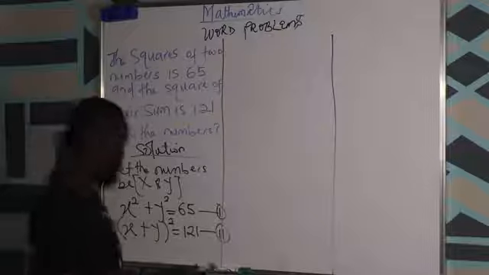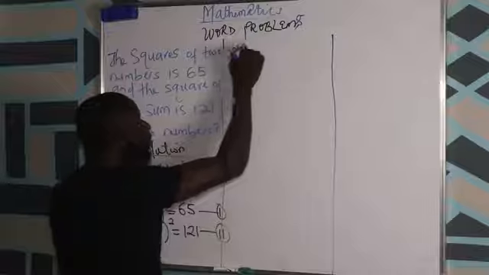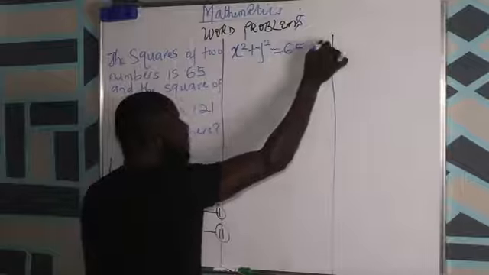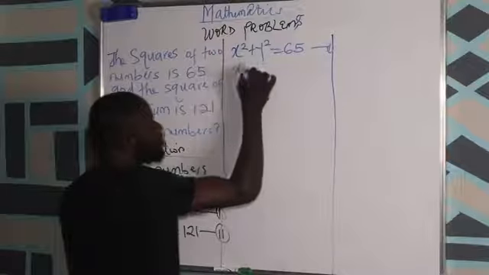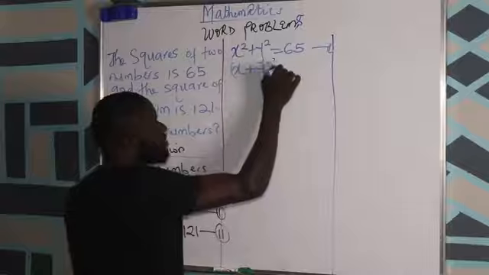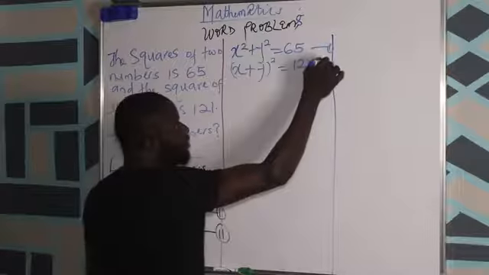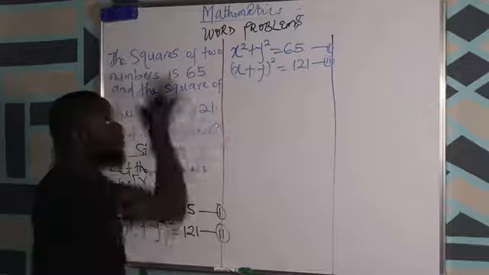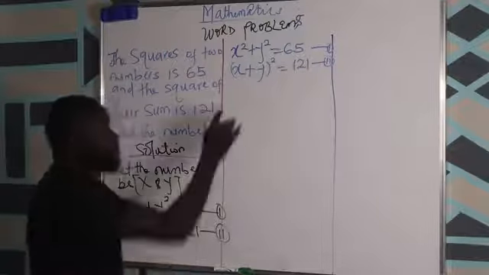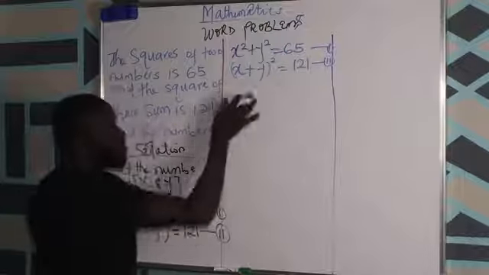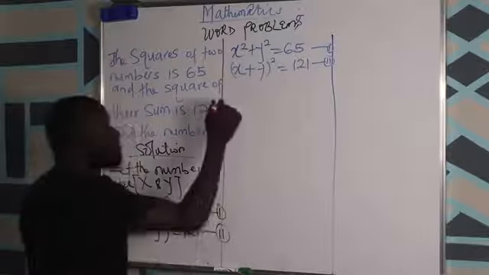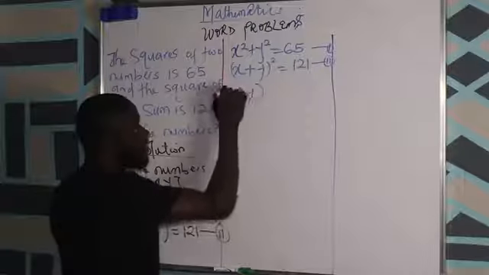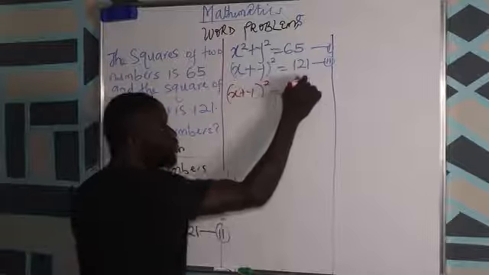So from my equation 1, I have x squared plus y squared is equal to 65, equation 1, and x plus y all squared is equal to 121, equation 2. So this is the equation for this word problem. Now let's take equation 2. Since we're having brackets, let's expand the bracket. So taking equation 2, we have x plus y all squared is equal to 121.